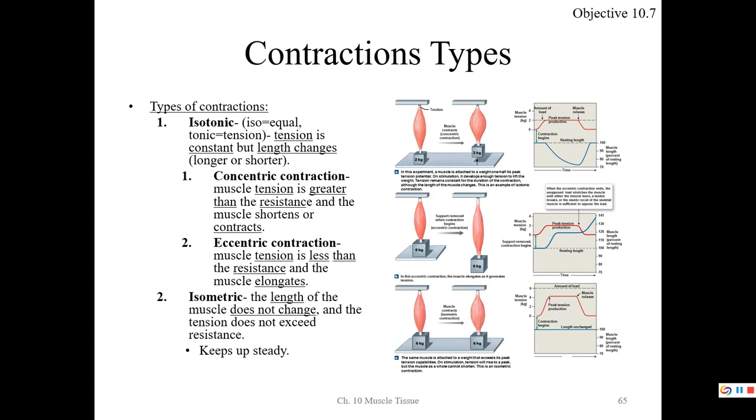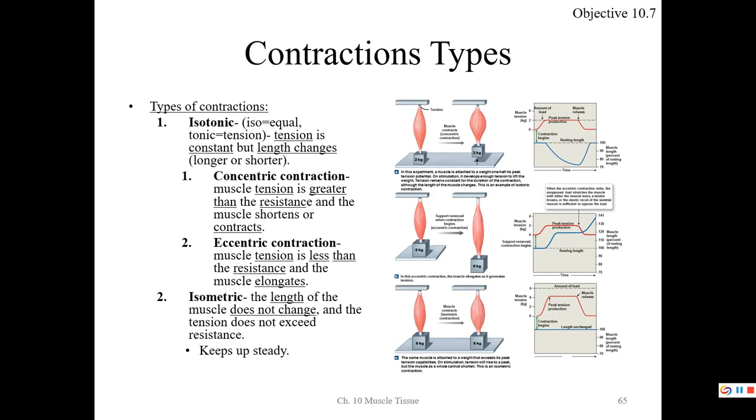In a concentric contraction, tension is greater than the load that it's resisting. That means the muscle shortens and it contracts. Concentric contracts. Eccentric is when the muscle tension is less than the resistance. For example, the muscle can only lift 10 pounds. I give it a 20-pound weight. It can't lift 20-pound weights. It drags the muscle to the ground. The muscle elongates. Okay, it stretches the muscle.